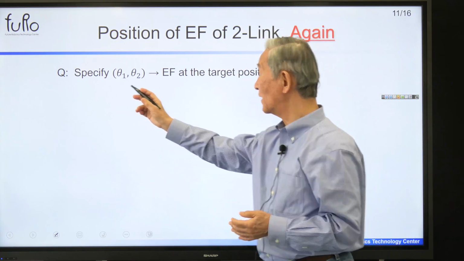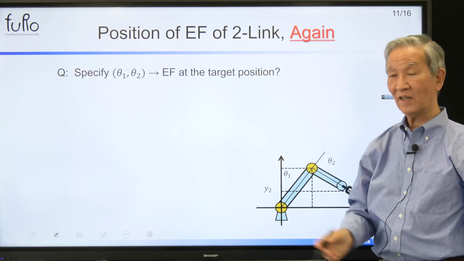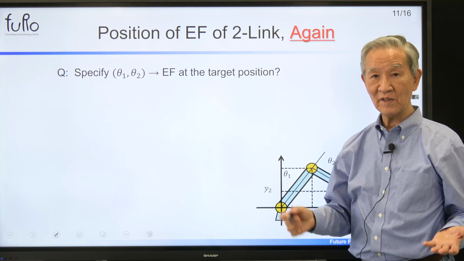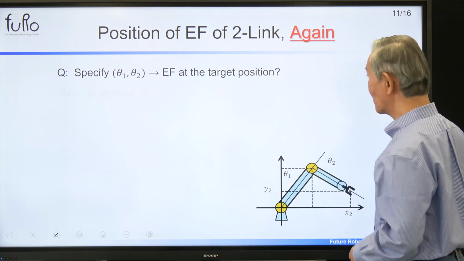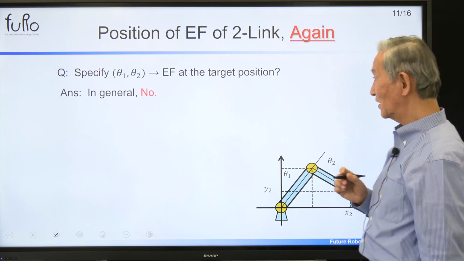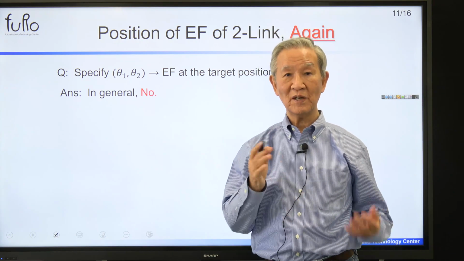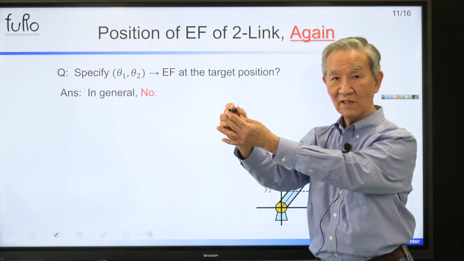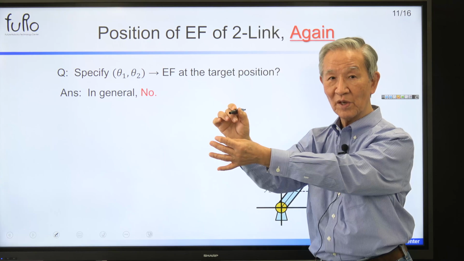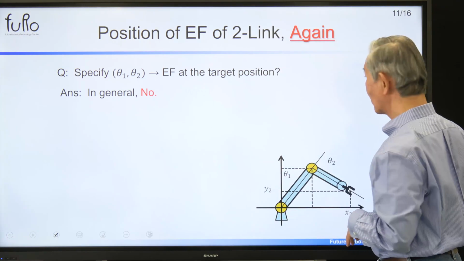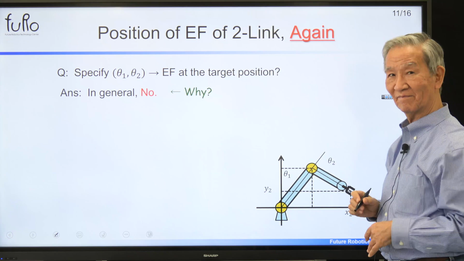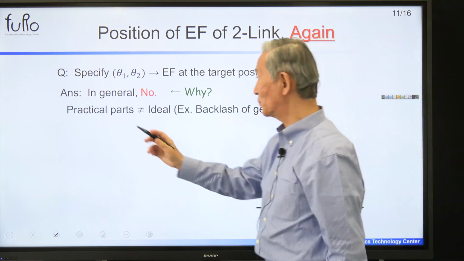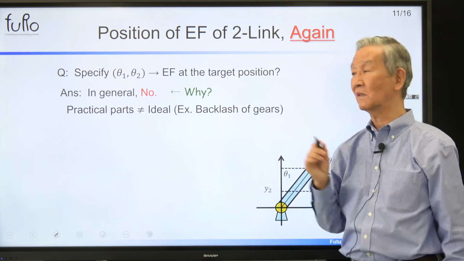Well, the question is, does specifying theta 1, theta 2 put the end-effector at the target position? Ideally speaking, yes. Mathematically speaking, yes, of course. But the answer, in general, is no. In practical situations, no. You specify theta 1, theta 2, and the end-effector is not exactly at the position where you want it. Why? Well, I guess everybody knows why. The reason is that practical parts are not ideal.